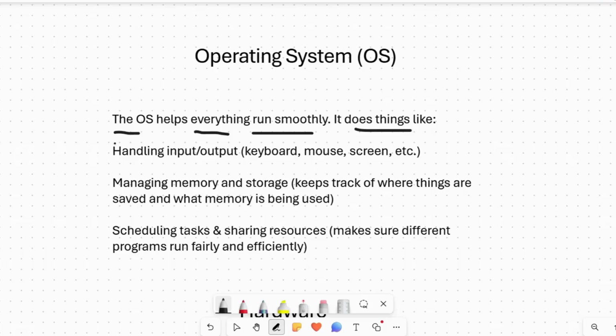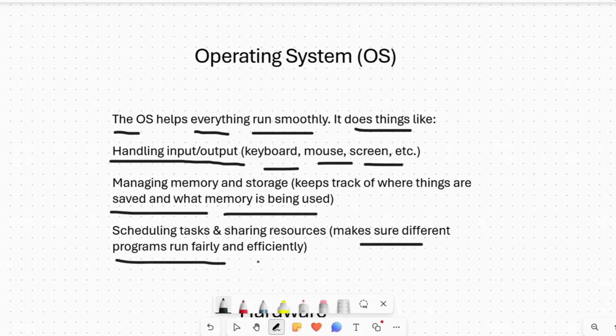It does things like handling input and output: keyboard, mouse, screen. Managing memory and storage, keeping track of where things are saved and what memory is being used. Scheduling tasks and sharing resources, making sure different programs run fairly and efficiently. Basically, the operating system helps us to operate a device.